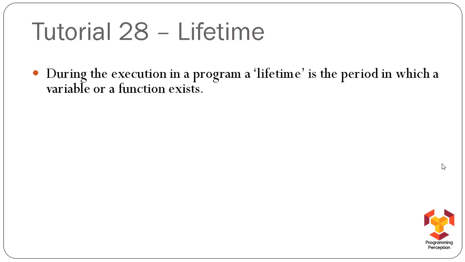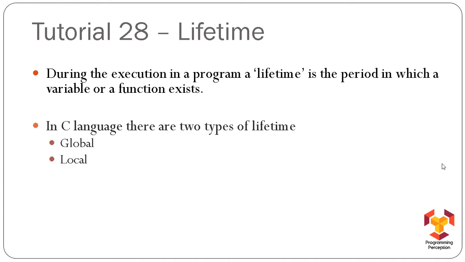During the execution of a program, a lifetime is the period in which a variable or a function exists. We know that these variables and functions occupy some space in memory. The lifetime represents the amount of time these variables and functions will be retained in memory. In C language, there are two types of lifetime: global and local.